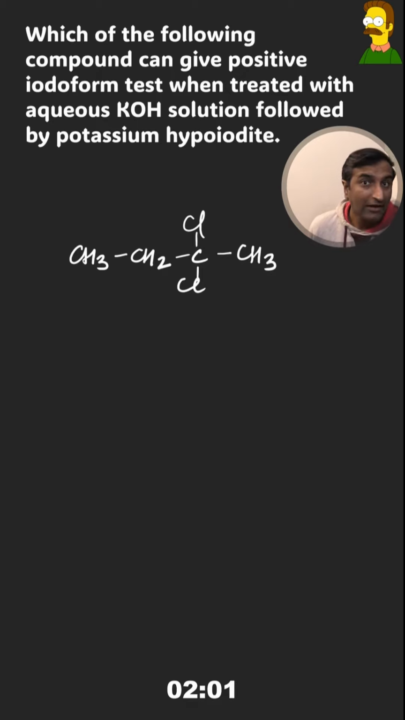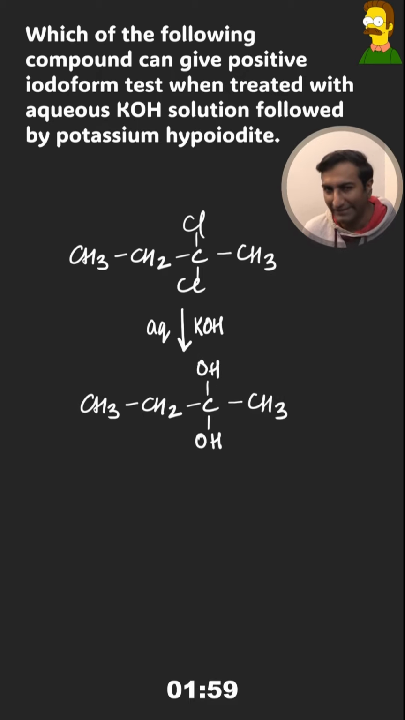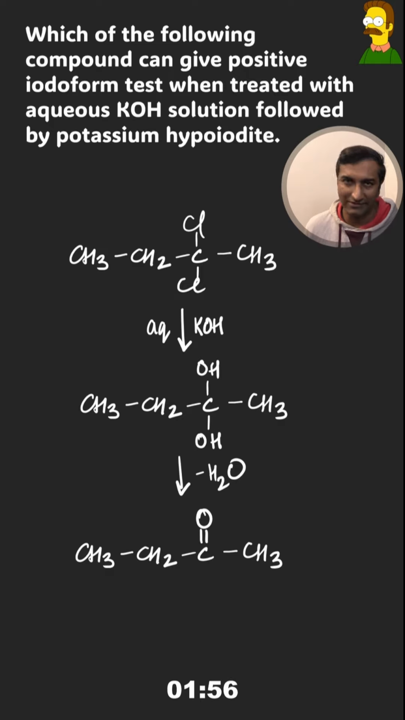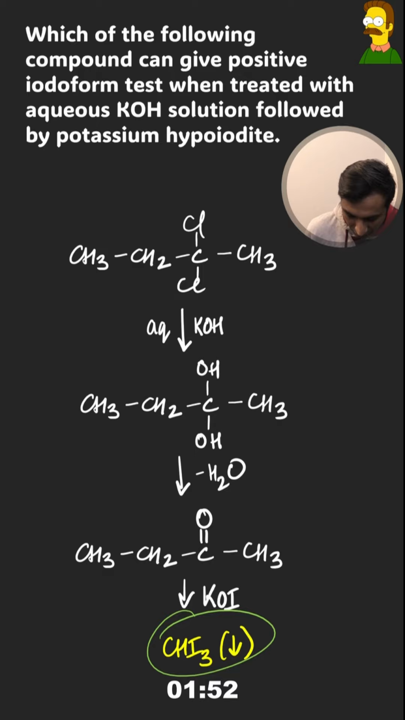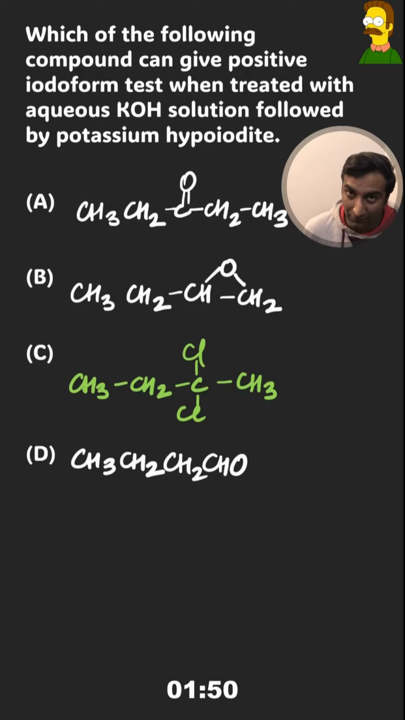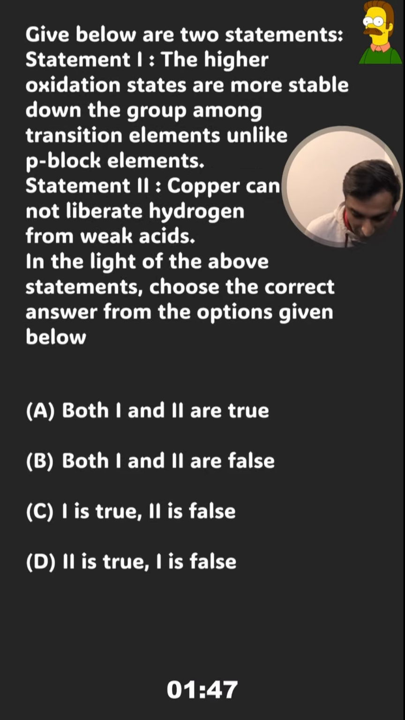How would I solve this? Aqueous KOH would give me a diol, and then we've got to remove water. I know this is a bit of a tricky step. Next step is straightforward, right? Add KOI. There you go. That's the awesome yellow iodoform, and hence that should be the answer. Skippable, but also doable.